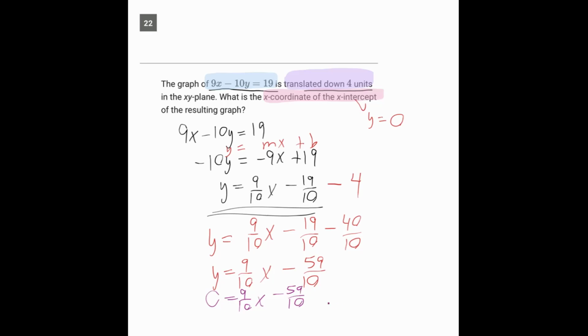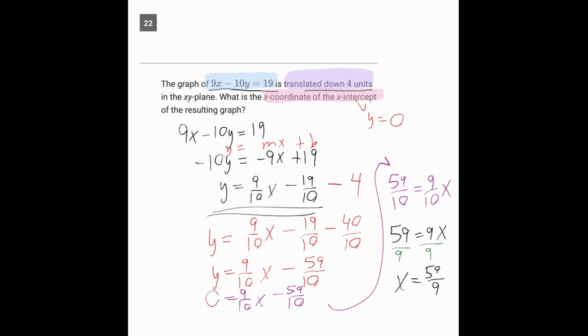Next, we can add 59 over 10 to both sides. So 59 over 10 equals 9 over 10x. We can multiply both sides by 10, and we'll have 59 equals 9x. And next, we can divide by 9. And x equals 59 over 9 for question 22.